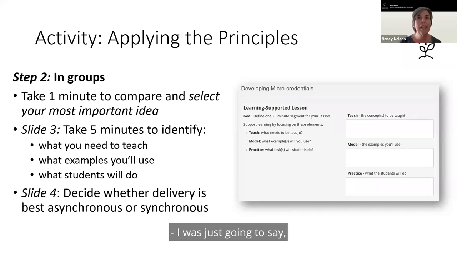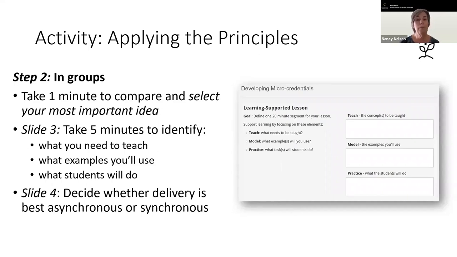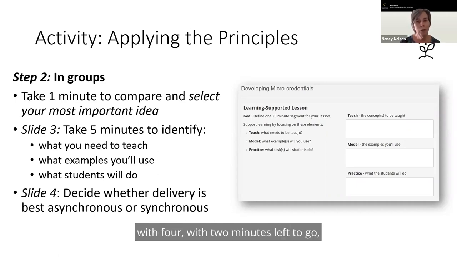I was just going to say, I will give you, with 2 minutes left to go, so will you do 5 minutes, 6 minutes in total? With 2 minutes left to go, I'll send a message, or someone will send a message saying 2 minutes left, and then please wait in your breakout room until you're brought back. Again, if you'd rather stay here, please feel free to stay with us.